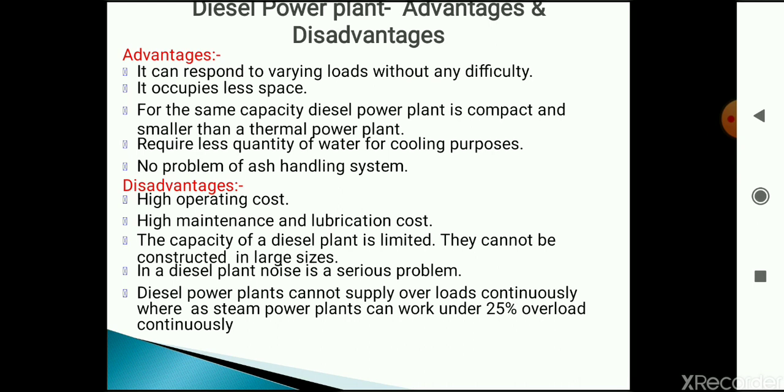Diesel power plants cannot supply overload continuously, whereas steam power plants can work under 25% overload continuously. So this is another drawback of a diesel power plant. We cannot overload a diesel power plant beyond its capacity. But in a steam power plant, we can use the plant 25% overloaded continuously. So these are the advantages and disadvantages of a diesel power plant.